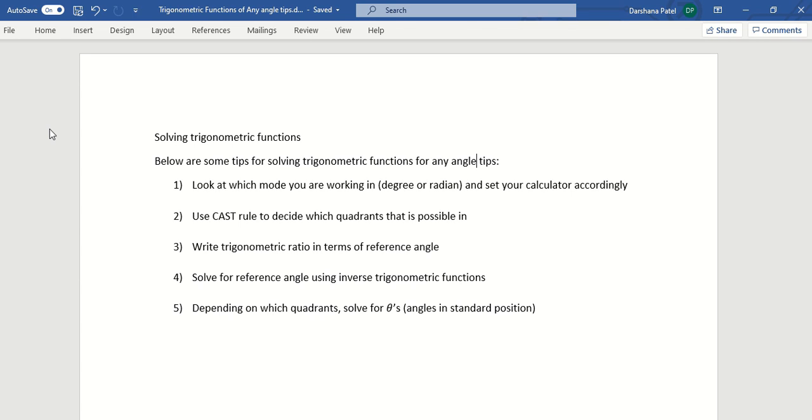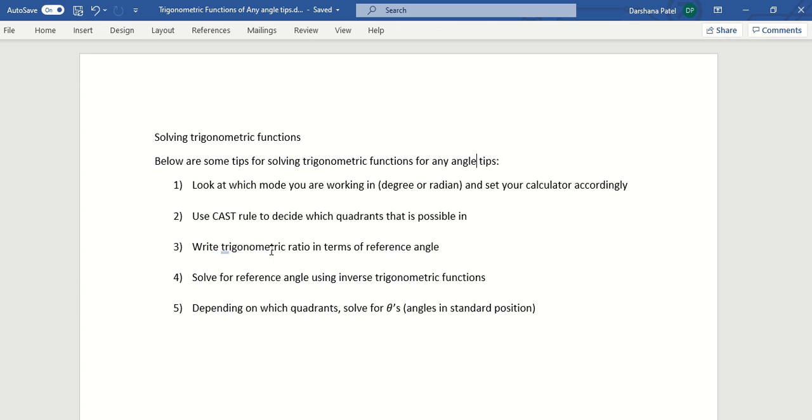After that, we write the trigonometric ratio given to us in terms of the reference angle. So if we are given, for example, sine theta equals 0.7, we say sine alpha equals 0.7. If we are given sine theta equals negative 0.7, we say sine alpha equals positive 0.7. So in this step, when we write the trigonometric ratio for the reference angle, we always take the positive value. If the question has a negative, we still take positive. If the question has a positive value, we still keep it positive.